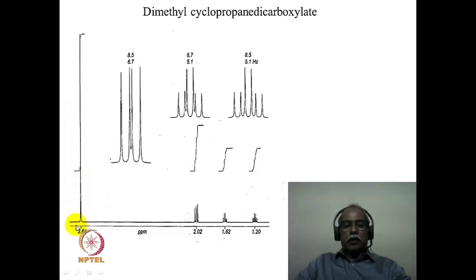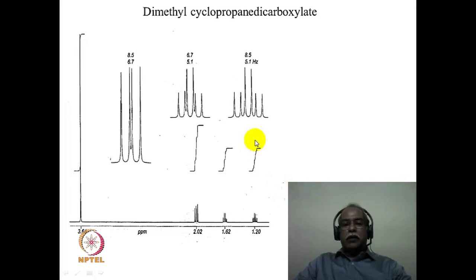One corresponds to 3.64, which appears to be a singlet, and another corresponds to 2.02, which appears to be a multiplet. Then one more signal around 1.62, which appears to be a multiplet, and another signal at 1.2, which appears to be a multiplet. Since the multiplicities are not clearly seen in the spectrum here, the expansion is shown. This is the multiplicity of this signal, and this is the multiplicity of this signal, and finally this multiplicity corresponds to the signal around 1.2 ppm.